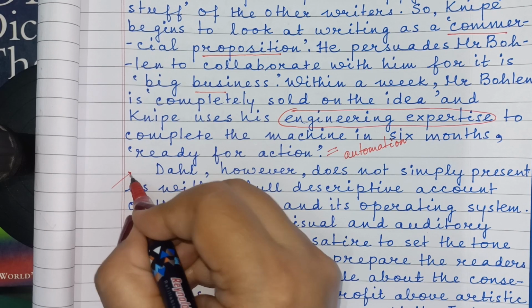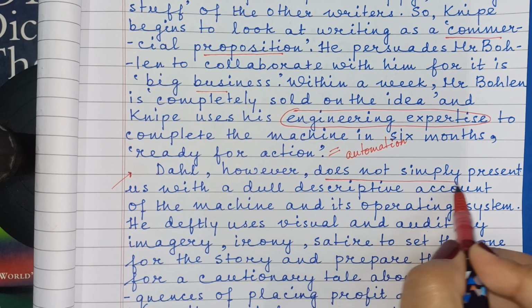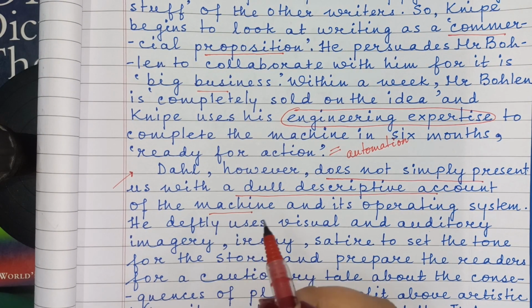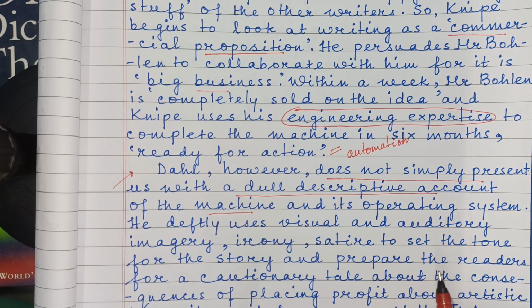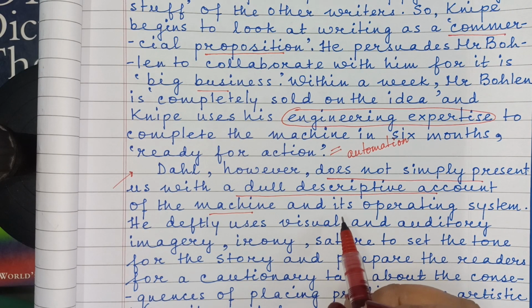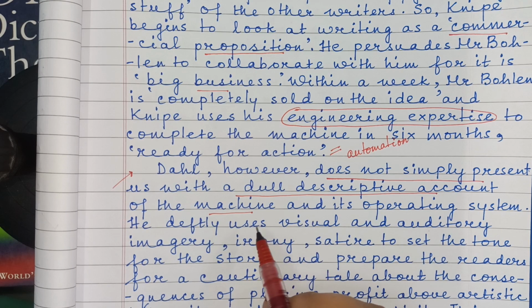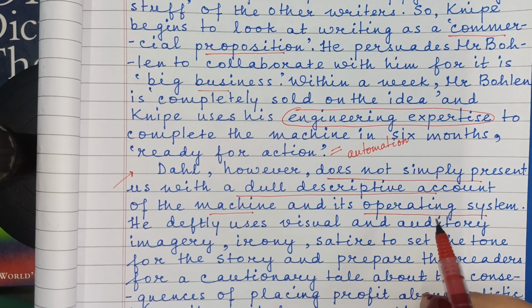Here is the answer. Dahl, however, does not simply present us with a dull descriptive account of the machine. सिर्फ ये machine ये है, वहाँ पे lever है, वहाँ पे pedal है, वहाँ पे ये है, button है, switch है. Not about that. This story is not about the dull descriptive account of the machine and its operating system. It is much more than that.